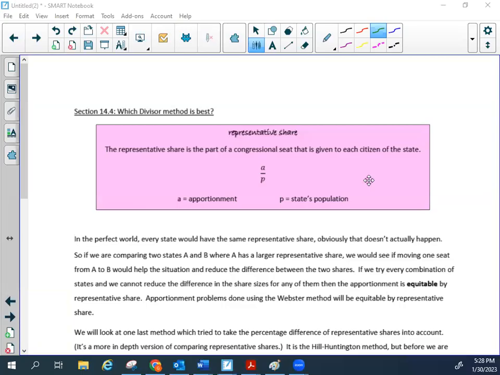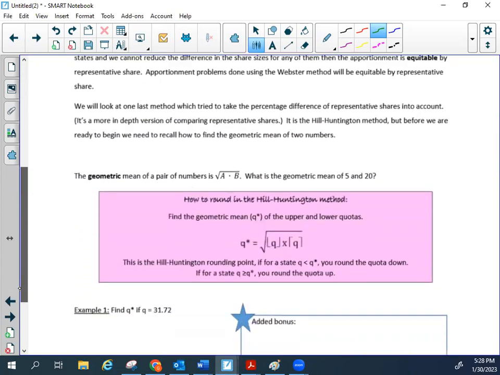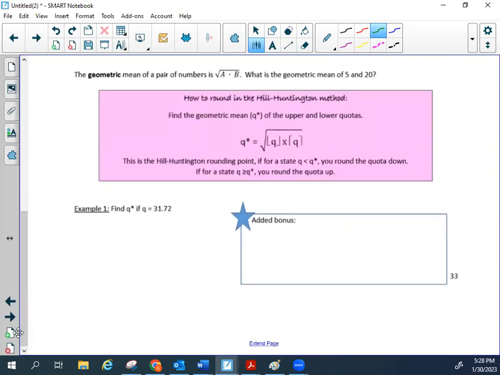In this video, we're going to take a look at one more method of how to do our apportionment rounding, and then we're also going to take a look at what we see on the board, which is representative share. So first, we're actually going to skip this for a second. We'll come back to it. So the last method of apportionment is called the Hill-Huntington method.